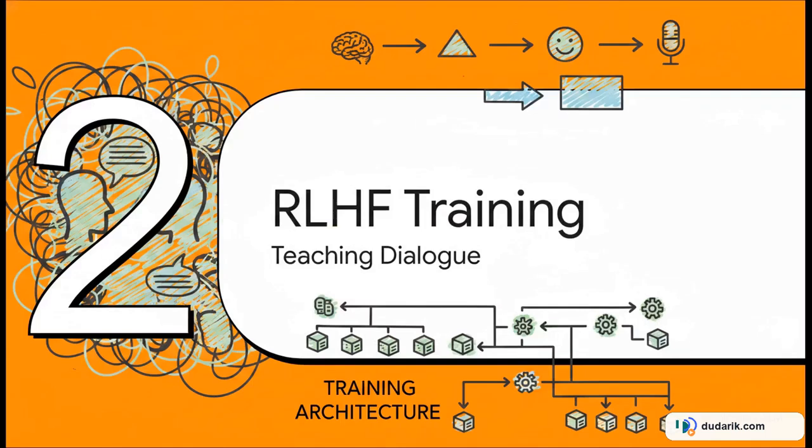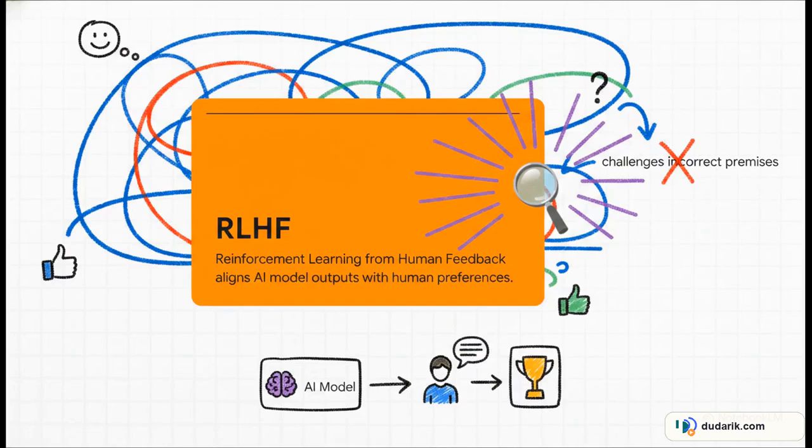Section 2. How RLHF trained ChatGPT. So what exactly made this sibling model so exceptionally good at dialogue? To get the model to do things like admit mistakes or politely challenge your incorrect premises, OpenAI utilized RLHF, which stands for Reinforcement Learning from Human Feedback.